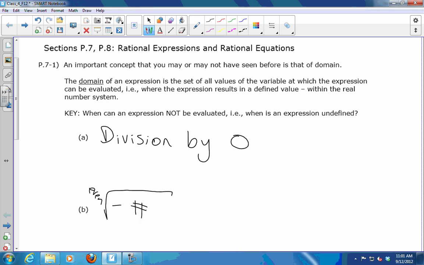But there is a way around that, but for right now, we're talking about within the real number system. And our way around that is to leave the real number system. So we're still being consistent.